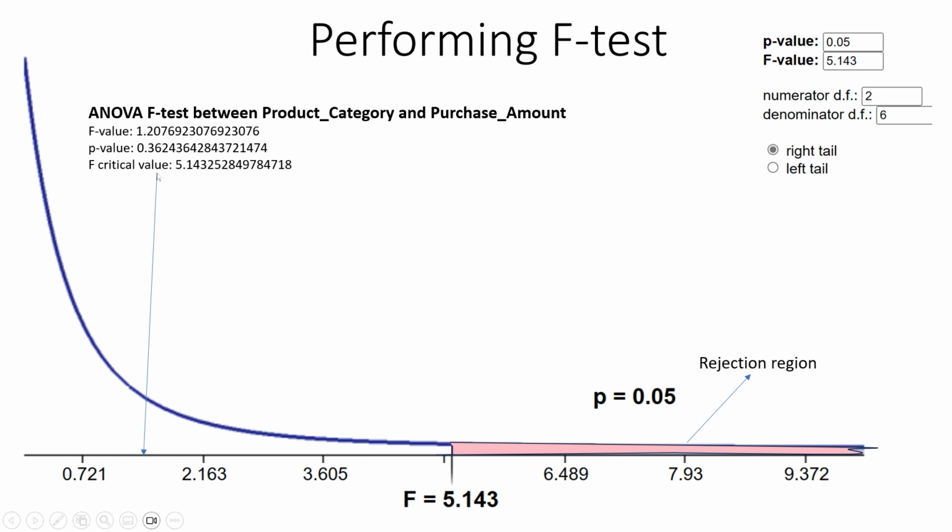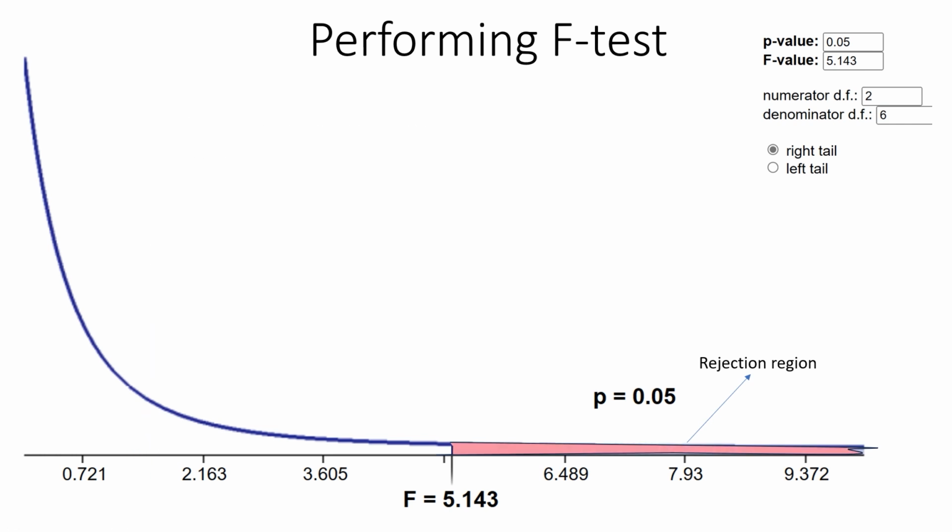So as my F value is lesser than the F critical value, it's not falling in the rejection region, hence I fail to reject the null hypothesis. When I fail to reject the null hypothesis, there is no significant relationship between product category and purchase amount, so I will rule this out. So what's next?